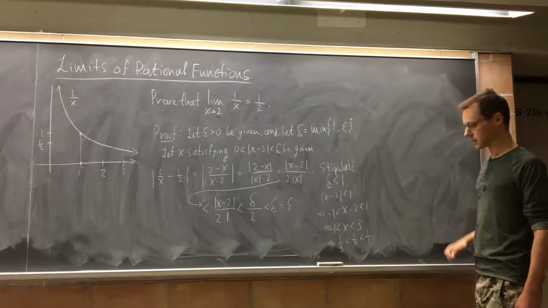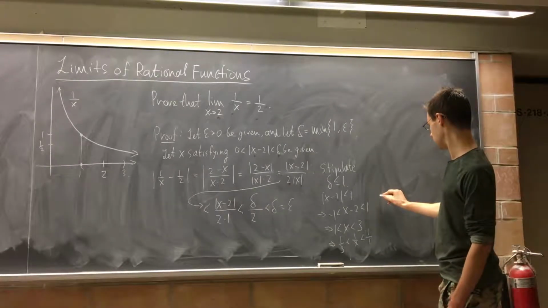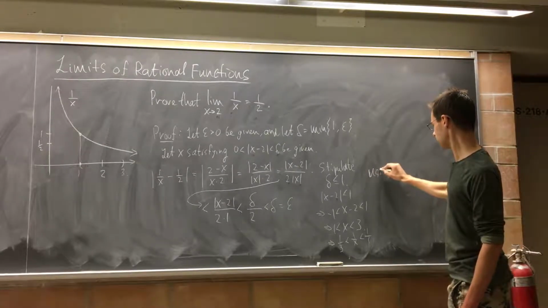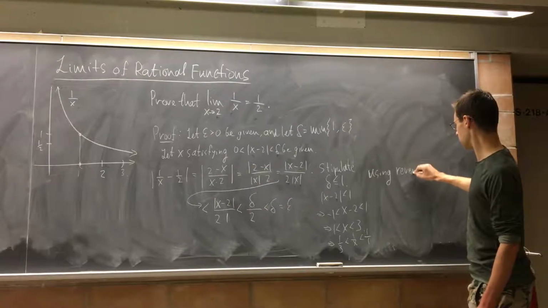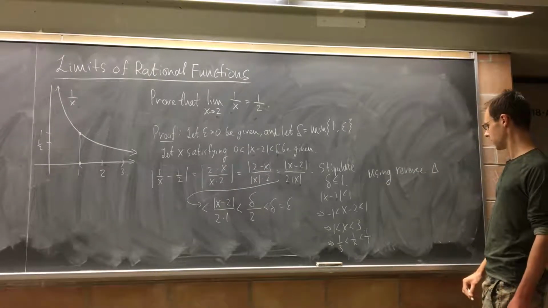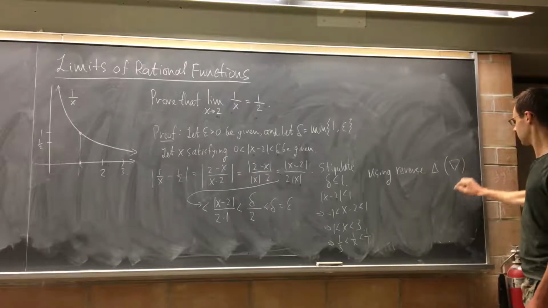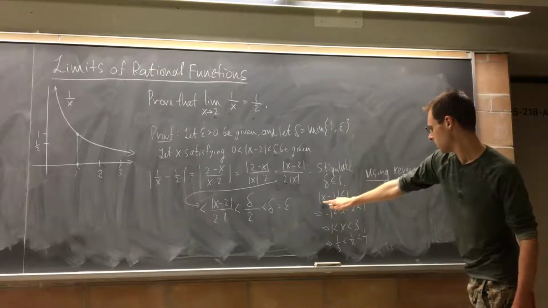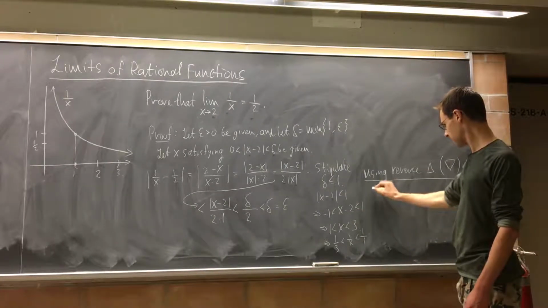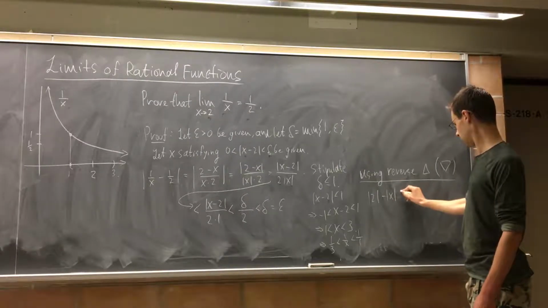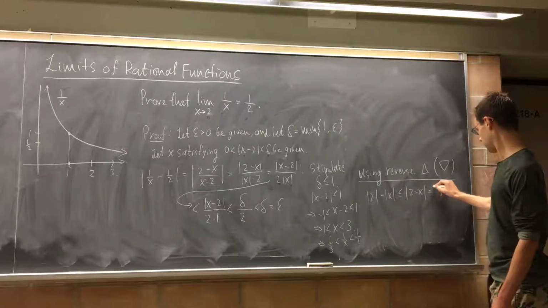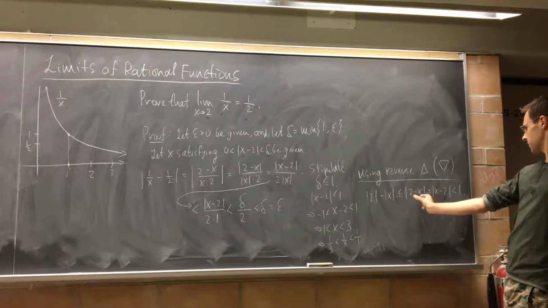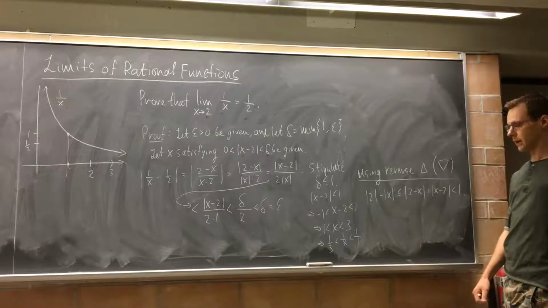So instead of using this approach, a better way to do this would be to use the reverse triangle inequality, which could also be written like this. What would we have? Well, we want to apply the reverse triangle inequality to this. So we could write something like that. Notice we switched the order over here inside the absolute value, but that doesn't matter.